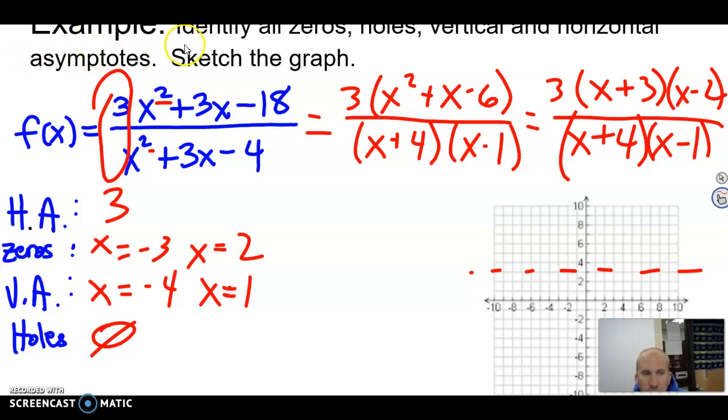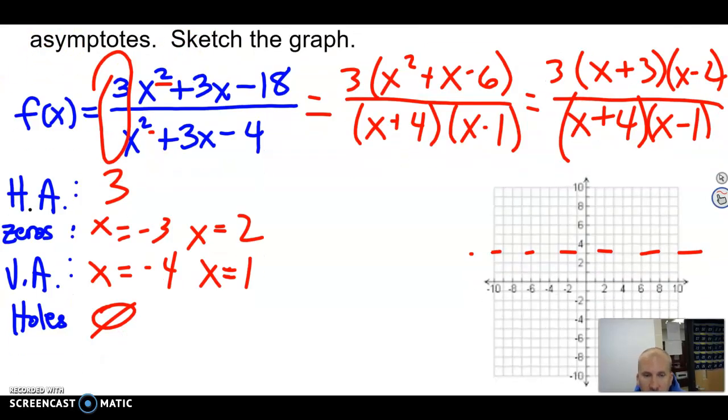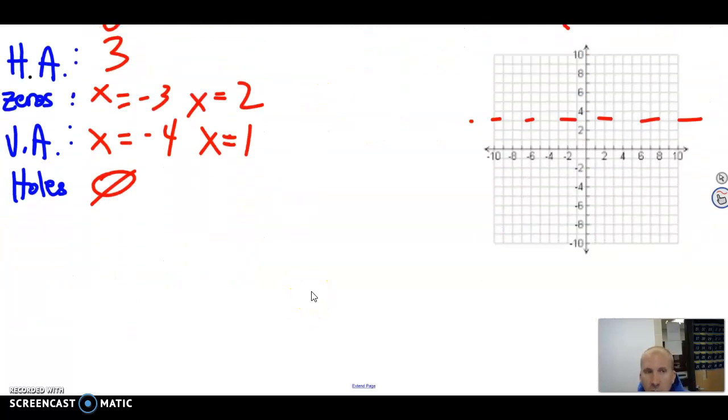All right, so now let's put all this critical information onto our graph. We can scroll down because we no longer need the original equation. The original equation isn't all that important until we get to the drawing of the graph itself. So your zeros are at 2 and at -3. Vertical asymptotes at 1 and at -4.